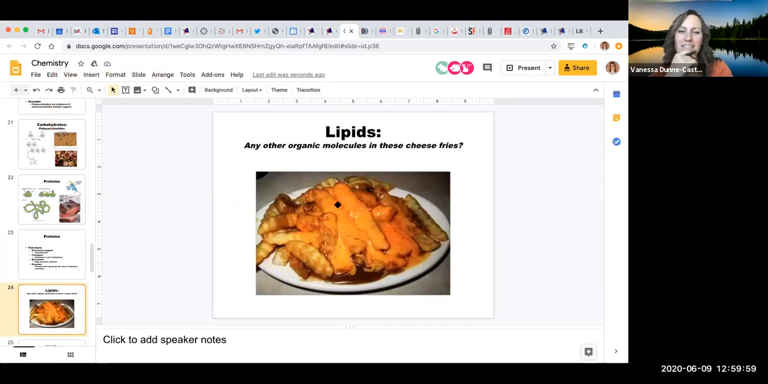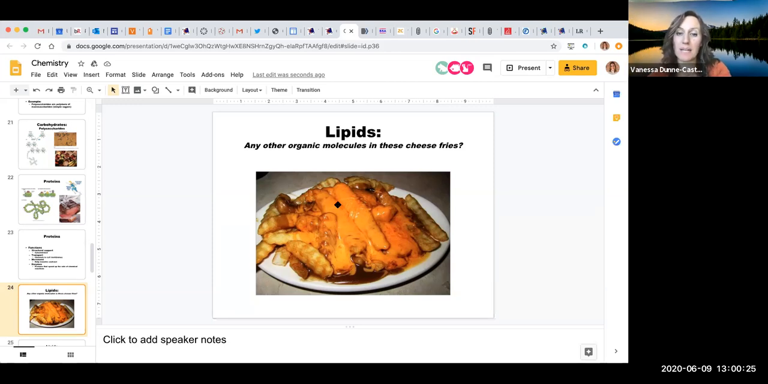So lipids are the third category of macromolecules. Now, a lipid is otherwise known as fat, right? Fats are what we call these things. There's a picture of lots of fat smothered all over these cheese fries here. So in this picture, what are the lipids? Well, cheese has a lot of fat in it. It actually has a lot of carbohydrates in it too, right? So there's another macromolecule in there.